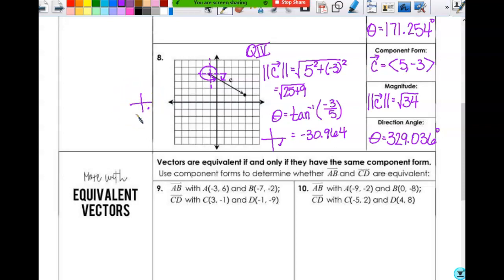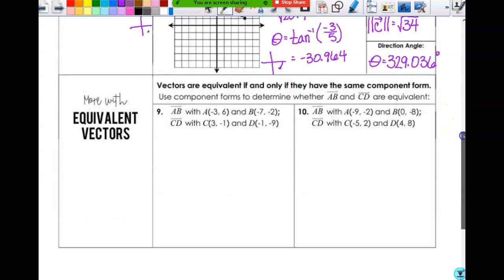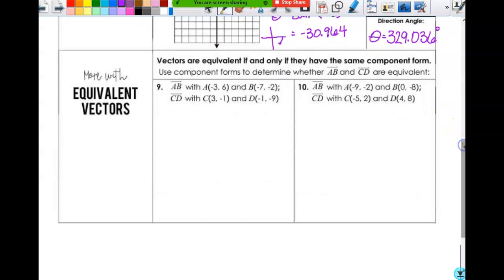Okay. What questions do we have? We all good? All right. This last part is super quick, super simple. It says vectors are equivalent if and only if they have the same component form. So we know if they're equivalent, they have the same magnitude, the same direction. And so we need to see if they actually have the same component form because I don't want to graph them. So we'll just find that real quick.